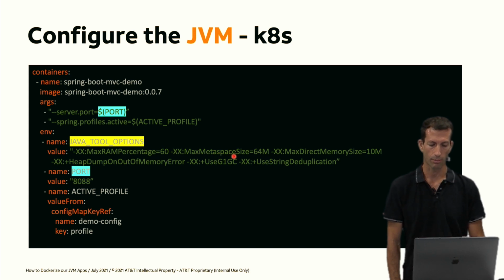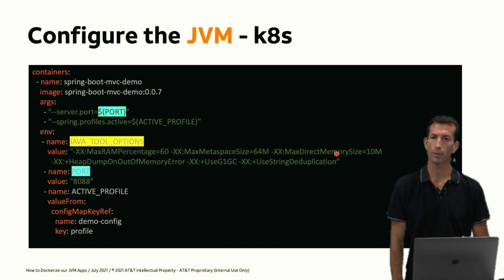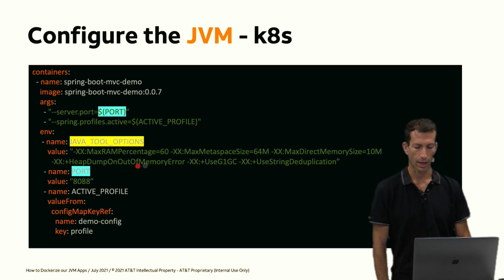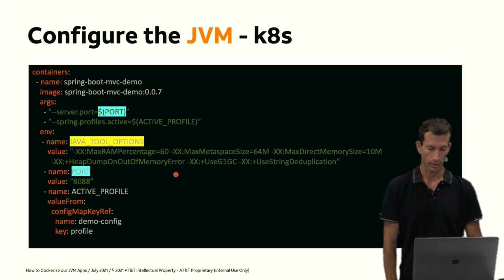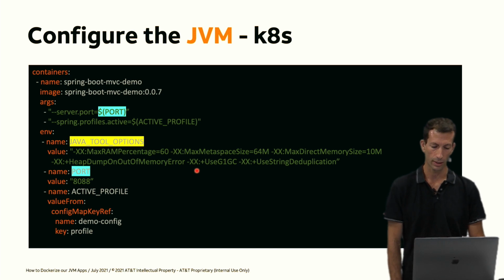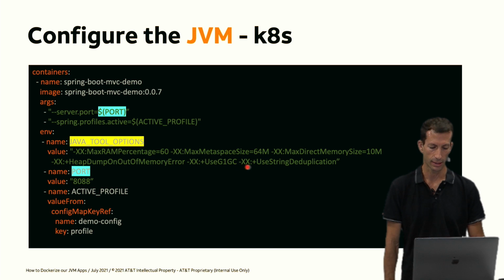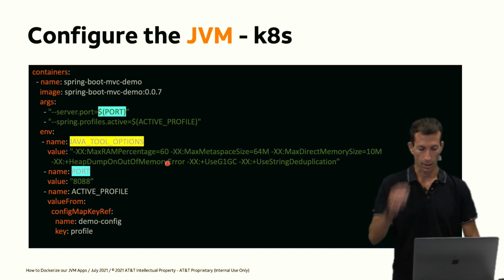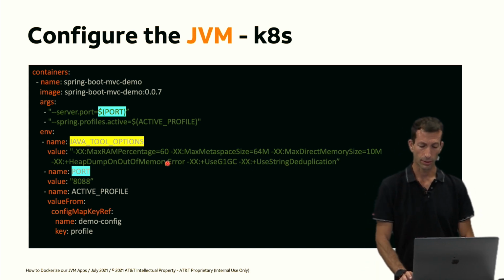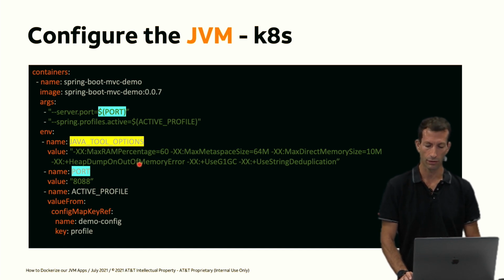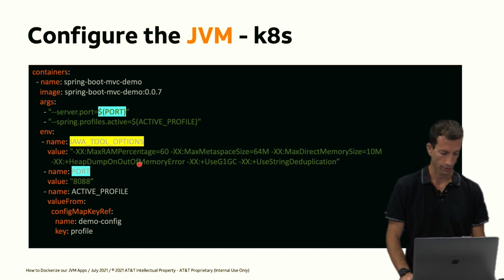I also passed the max metaspace size because it's unlimited by default, and max direct memory size for byte buffers. Heap dump on out of memory error, always good to pass because we want a heap dump should we get an out of memory error. And then what we talked about before, the G1 GC and string dedupe. We're not going to be talking about that now. But what's important to note here is that just by specifying this environment variable, I'm configuring my JVM. Very easy to do and very effective.